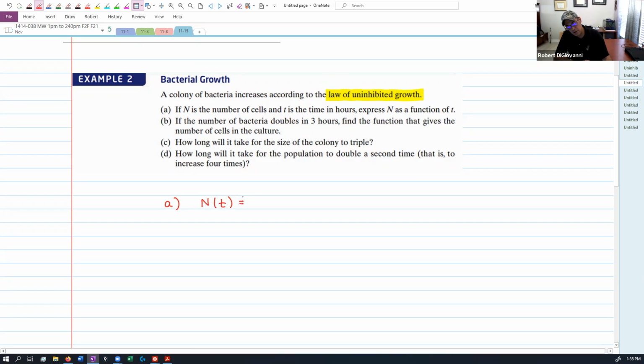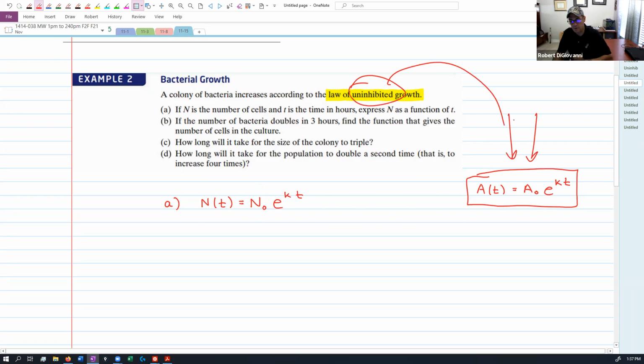Here's what we know. It follows this generic model. A of t equals a naught e to the kt. That's the generic formula for uninhibited growth. Here they want us to use n instead of a. So we know that this should be n of t equals n naught, I'm going to use n naught instead of a naught, then e to the kt. That is the answer to part A. It's just us saying, yes, we understand that we're going to have to use this model because it's uninhibited growth. Just replacing A with n's.